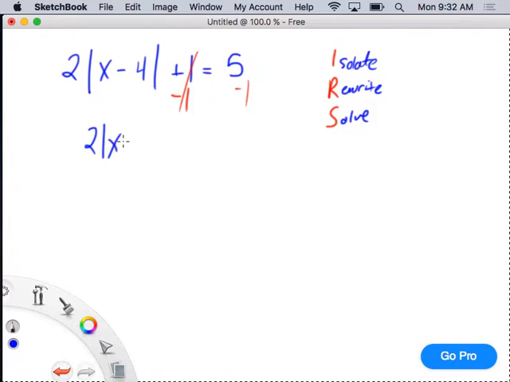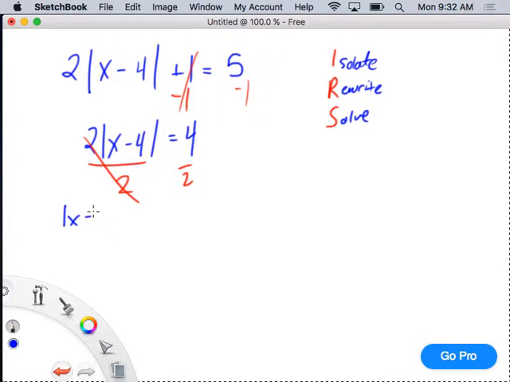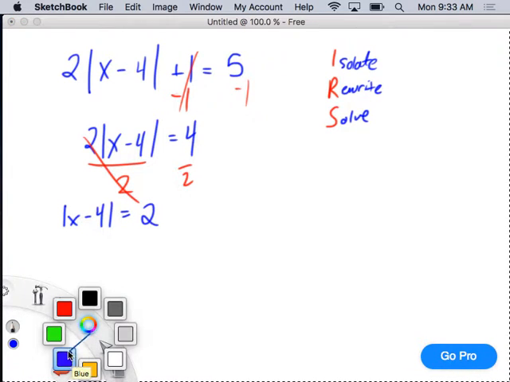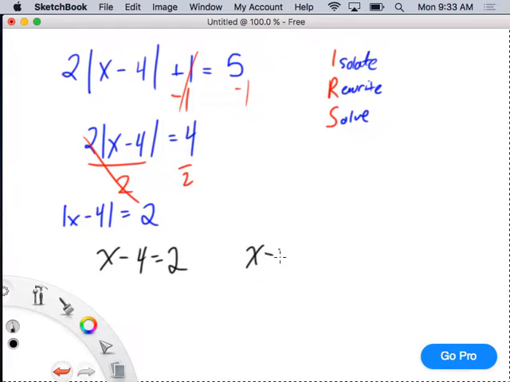2 times the absolute value of x minus 4 equals 4. What's the next step? Raise your hand, someone, please. Divide by 2. Go ahead. Divide by 2. Okay, now I've got absolute value of x minus 4 equals 4 divided by 2 is 2. Have I isolated absolute value, class? Yes. So now I, class, rewrite. X minus 4 equals 2, and x minus 4 equals negative 2.